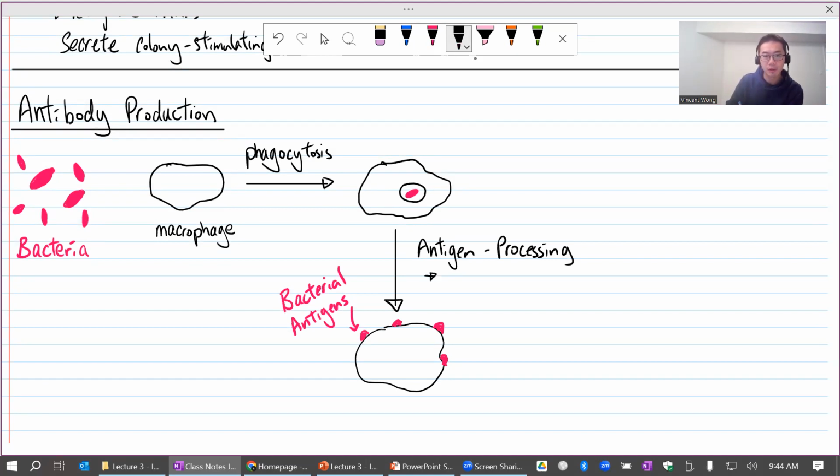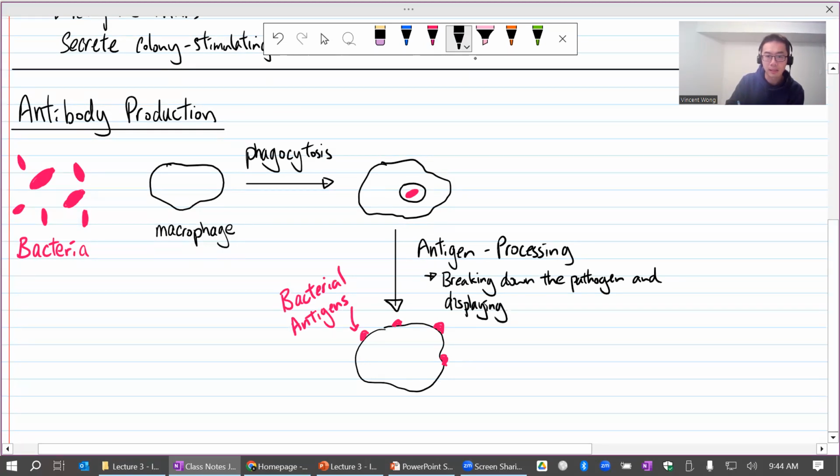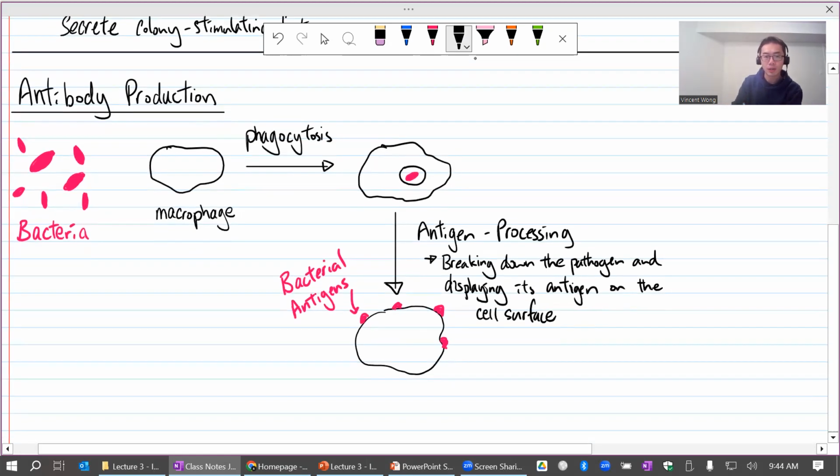Antigen processing involves breaking down the pathogen and displaying its antigen on the cell surface. Okay, so that's called antigen processing.